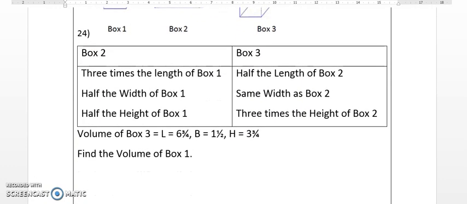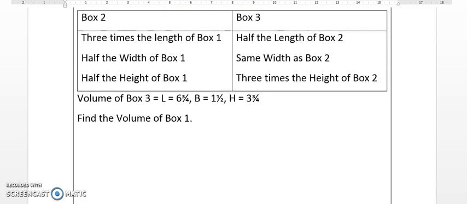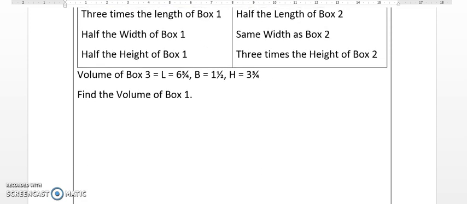Okay, next question, this one is a bit challenging. So what you need to do is find the volume of box 1. Volume of box 3 is L equals to 6 3 over 4, B equals to 1.5, and H equals to 3 whole 3 over 4. Look for the one which has the word same. So same. So this one is the second one. First, second, third. So the second one is here.